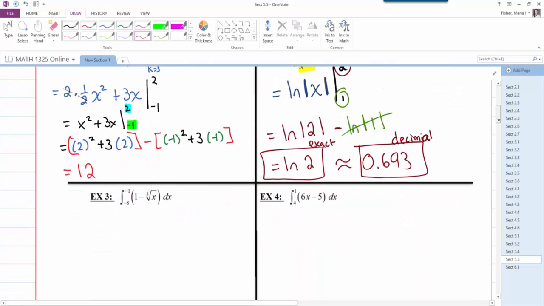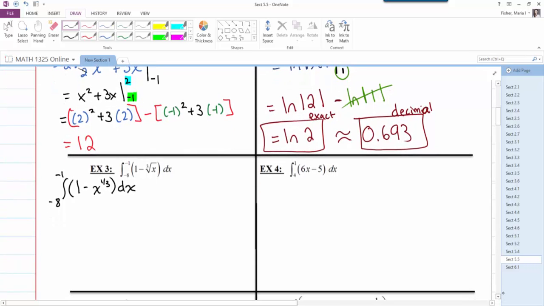More of the same. I want to evaluate the integral, and I'm given the definite integral from -8 to -1 of 1 minus the cubed root of x dx. Now, just like anything else, anytime I see a cube root, I've got to change this into a power. So this is the same as the integral from -8 to -1 of 1 minus x to the 1/3 dx.